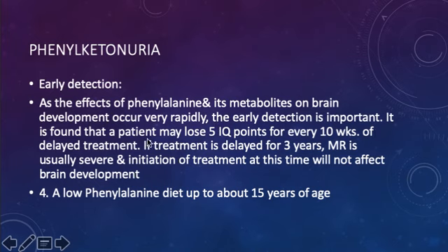It is found that the patient may lose 5 IQ points for every 10 weeks of delayed treatment. If the treatment is delayed for 3 years, the mental retardation is usually severe, and initiation of treatment at this time will not affect brain development. Okay, so what is the treatment here? A low phenylalanine diet up to 15 years of age is the treatment for PKU. Next, we'll go on to another case report.